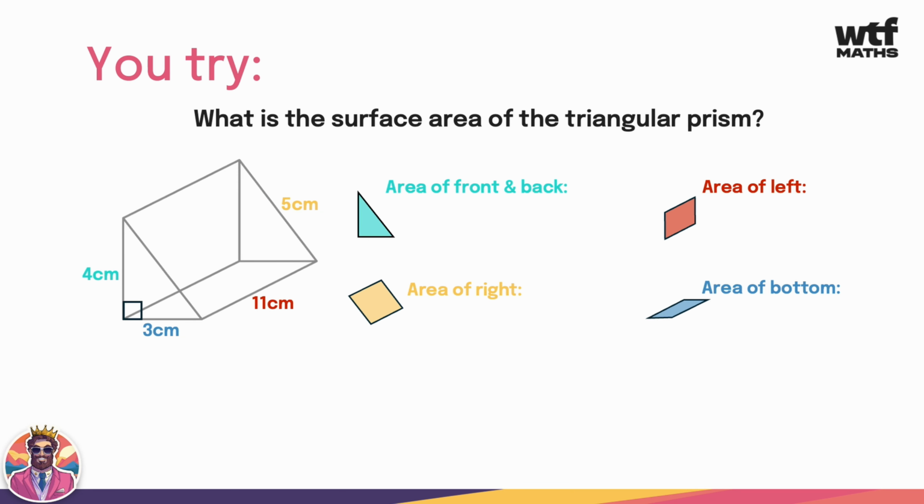Okay, here's a question for you to try. So what is the surface area of the triangular prism? Now, we haven't done one of these shapes before, but I reckon you'll be able to work it out with the hints I've given you. So you got to find the area of the front and the back, the left, the right, and the bottom. If you could pause the video and give it a go, we'll be back soon.